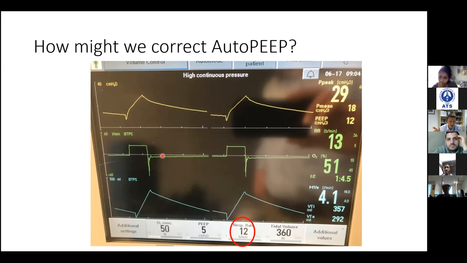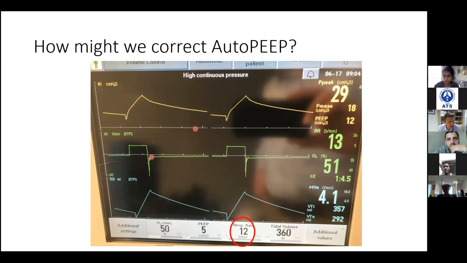versus decreasing the I to E ratio, which would you choose to maximize your expiratory time? Probably go for the I to E ratio. Say that again, Prince. I'll go for the IE ratio.